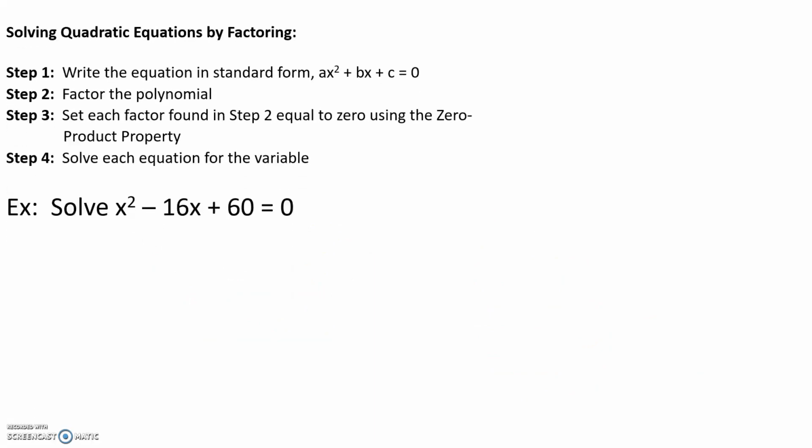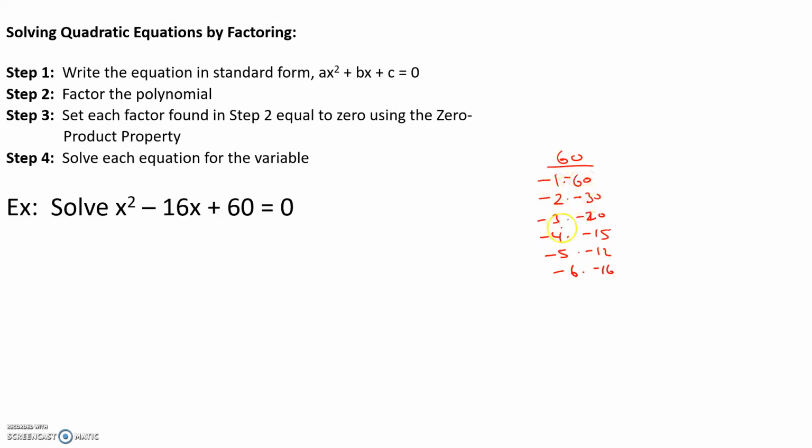Next example, let's solve x squared minus 16x plus 60 equals 0. Now, since the coefficient of x squared is equal to 1, we don't have to factor by grouping. We don't have to use the x factor method. We simply list all the factors of 60, which are negative 1 and negative 60, negative 2 and negative 30, negative 3 and negative 20, negative 4 and negative 15, negative 5 and negative 12, negative 6 and negative 10.